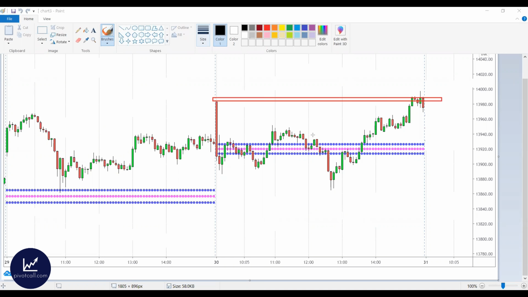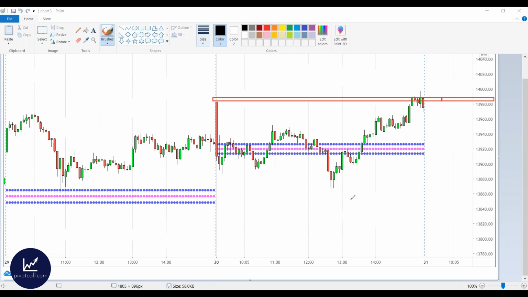Now this entire level is your supply zone. What I'll do, I'll mark that level for the next day, because this is going to be a very important level I will look for. I look for this level, whether it holds or it breaks. This is the important level where I am expecting resistance.